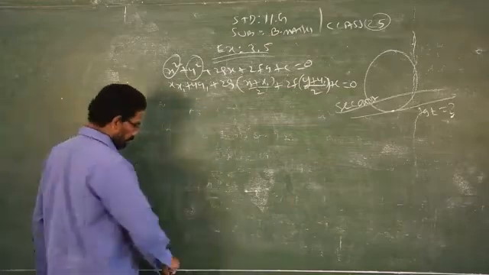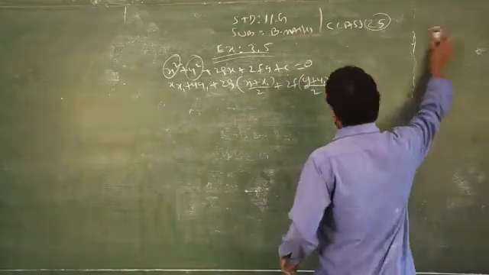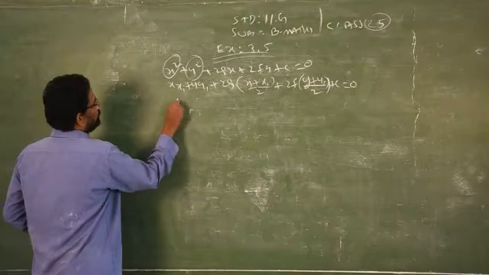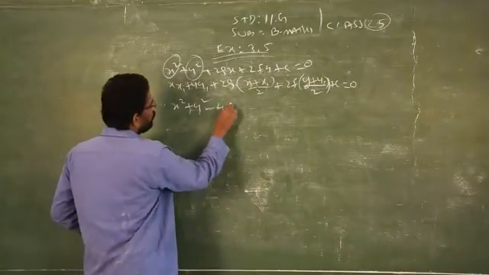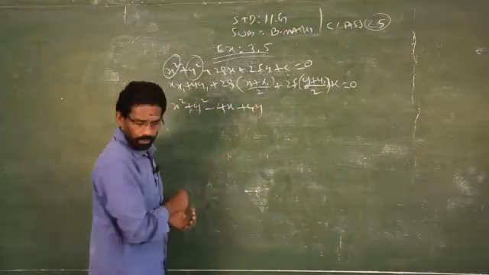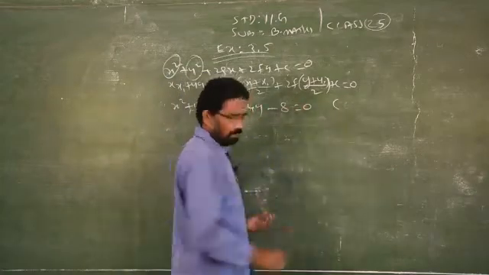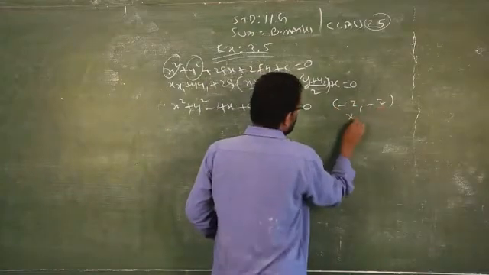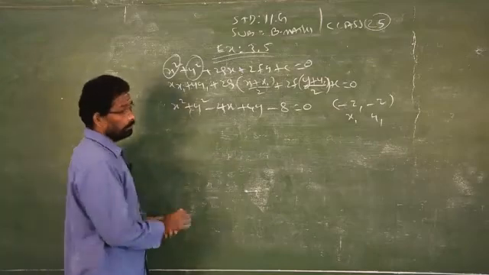So now see the question number 1. It is given, find the equation of the tangent to the circle x square plus y square minus 4x plus 4y minus 8 is equal to 0. The point is given as minus 2 comma minus 2. This is x1 and this one is y1. Just you have to replace, boys, remember.